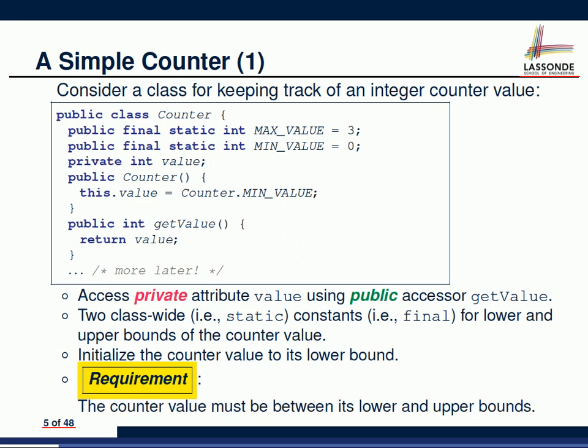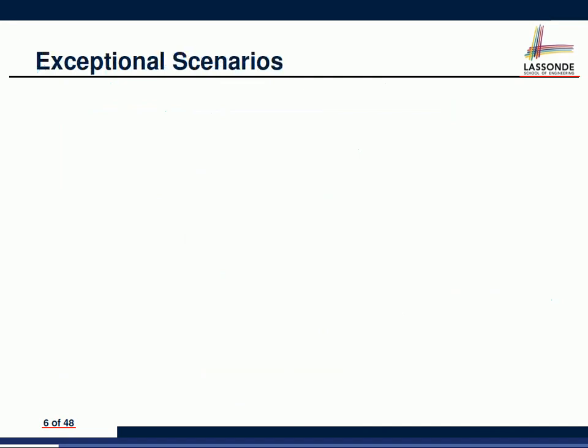The important requirement is over here. The counter value must be between its lower bound, which is 0, and the upper bound, which is 3. That means every time you're trying to do increments and decrements, you better be careful. So what do I mean? Question for you. When we try to do increment for a counter, what should we watch for? Increments.